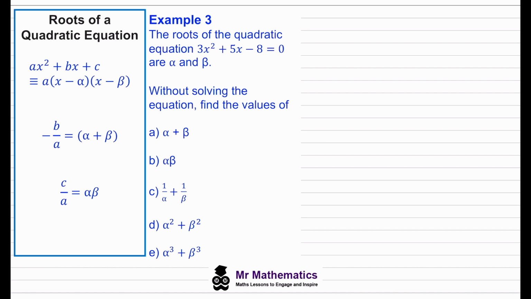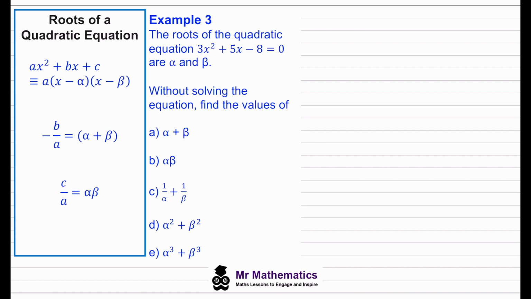And in example 3, we're given that the roots of a quadratic equation 3x squared plus 5x minus 8 equals 0 are alpha and beta. And without solving the equation, we've been asked to find the values of these terms from a to e. So perhaps you want to try this question yourself. You can pause the video, and when you come back, we'll go through the worked solutions.